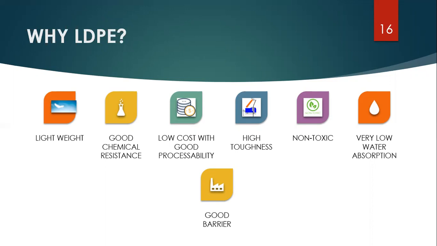After that, very low water absorption. Very low water absorption means it doesn't absorb much water, so the product cannot deteriorate with time. Good barrier. It is a good barrier in the sense that its structure is well compacted and uniform. Due to this reason, the chances of leakage are very low.